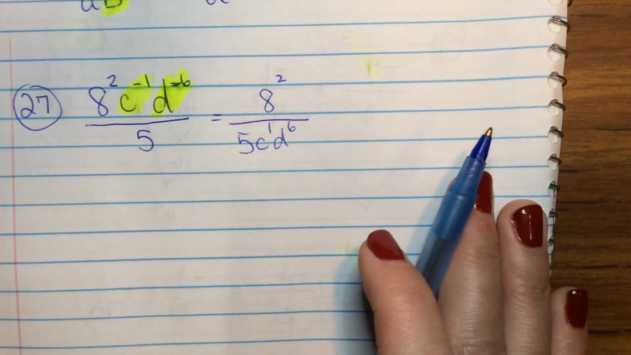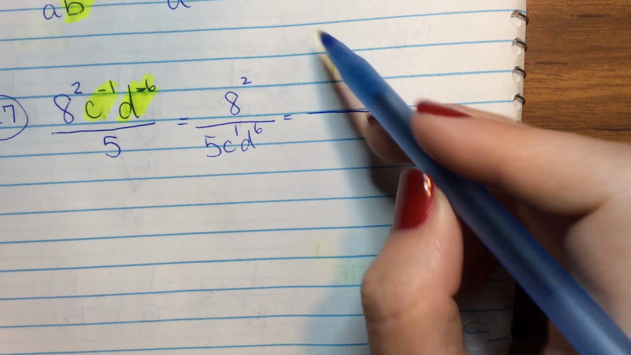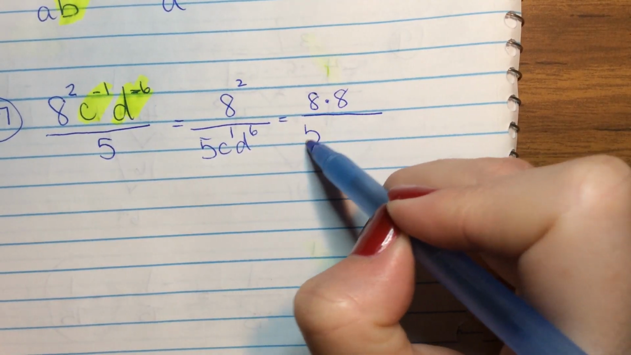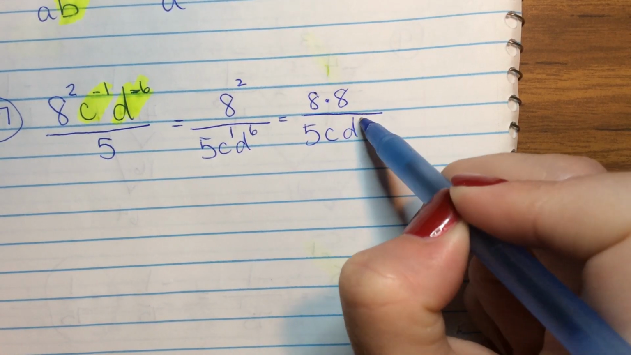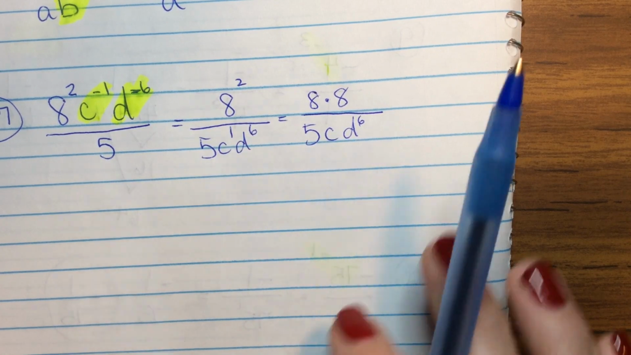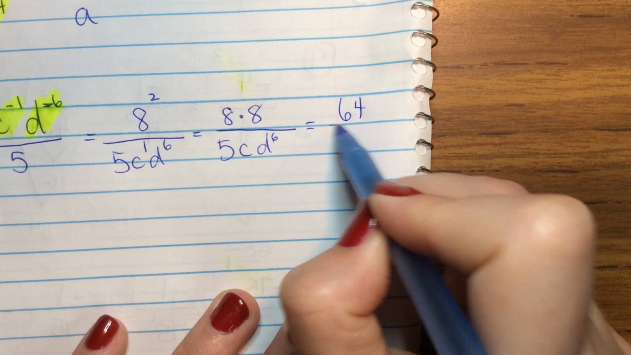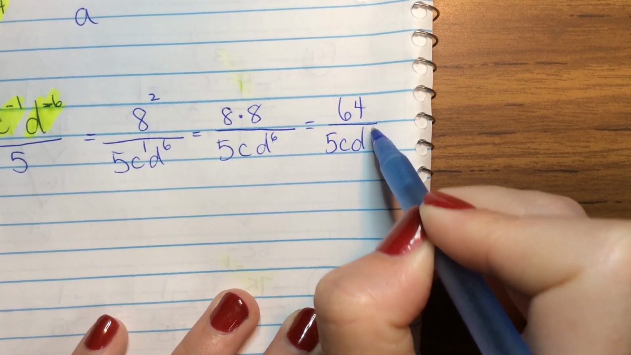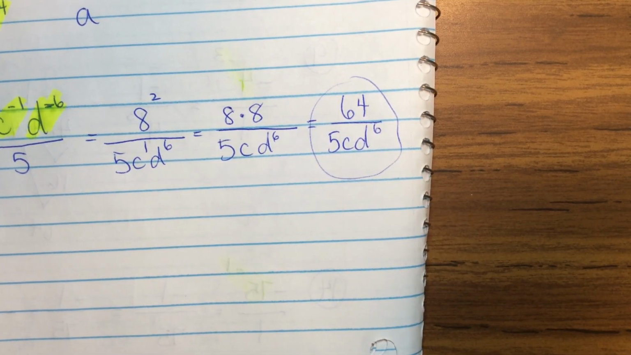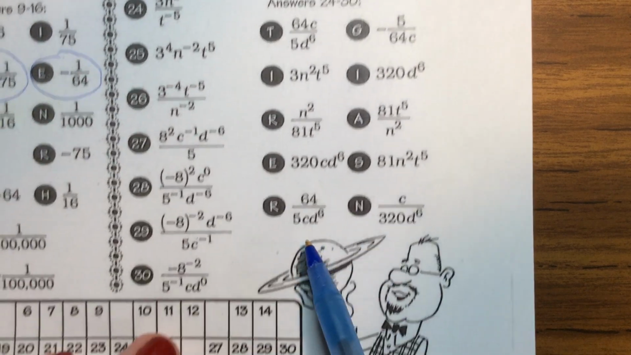The only thing left to do is to clean it up. 8 squared is really a number. 8 times 8. And then I'm going to drop off that 1 to make it look a little neater. We don't really need to write that 1, so I'm not going to. And then we have 8 times 8, which is 64. And that's our final answer. So let's look for it here. Oh, there it is.